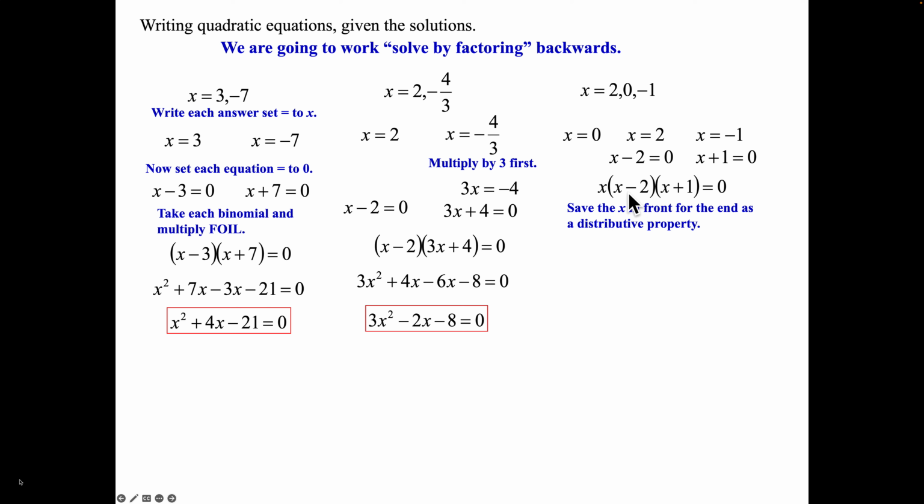So x times x is x squared. x times 1, there's my 1x. Negative 2 times x is minus 2x. Negative 2 times 1 is my minus 2. Combine like terms in the middle, get a minus 1x. Now distribute your x to all 3 terms. x cubed minus 1x squared minus 2x equals 0 is our answer.